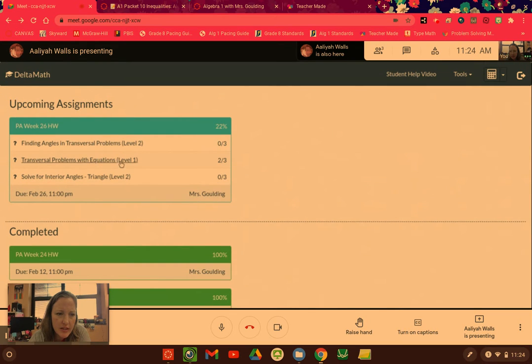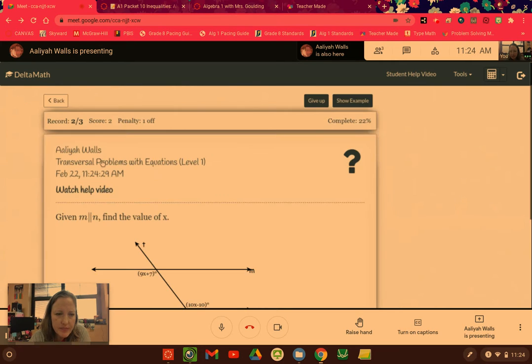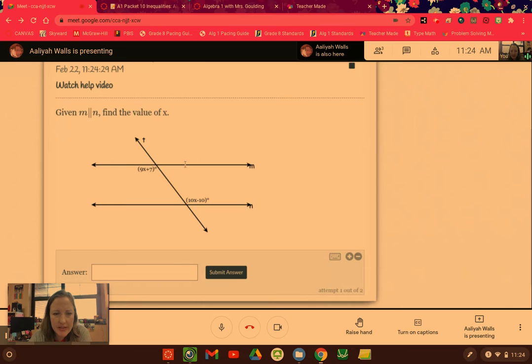Is it the transversal problems with equations? Okay, so that's where we are. So let's go there. And we're going to be learning about this week. But basically, a transversal is just a line that crosses two parallel lines. M and N are parallel. And so what we have to figure out is the relationship of these lines and the angles that they make.